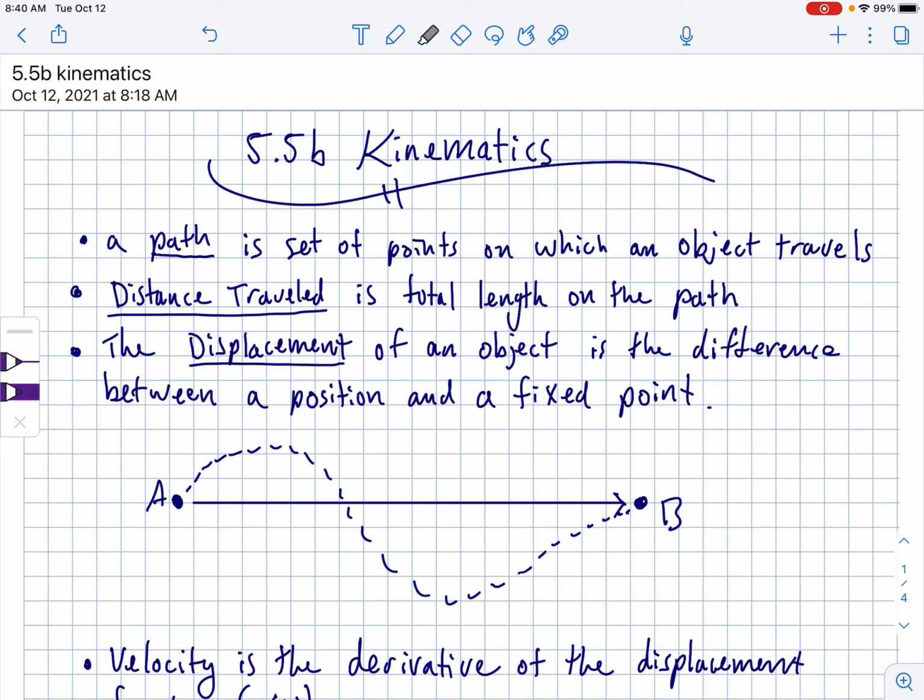All right, IB AA SL 2 kids. Today we're finishing off 5.5, which means we are talking kinematics. Now, during this lesson, you're going to be like, wait a minute, is this physics class? Which it kind of is.